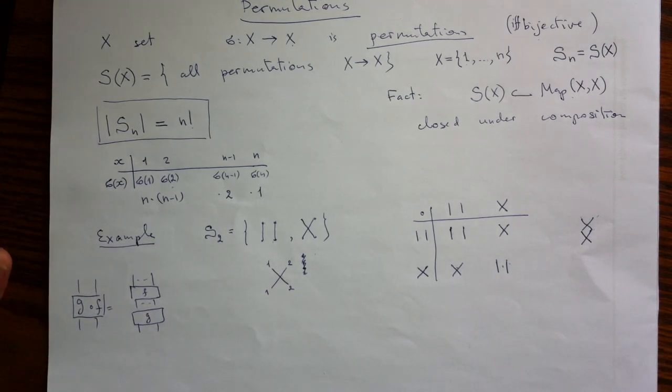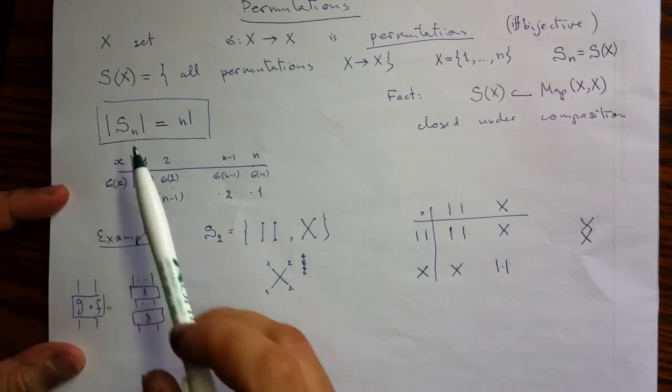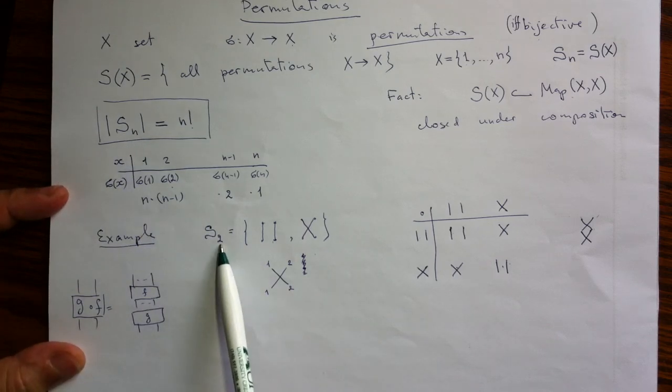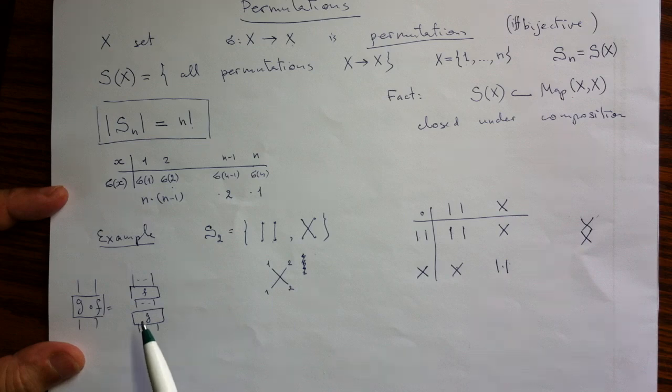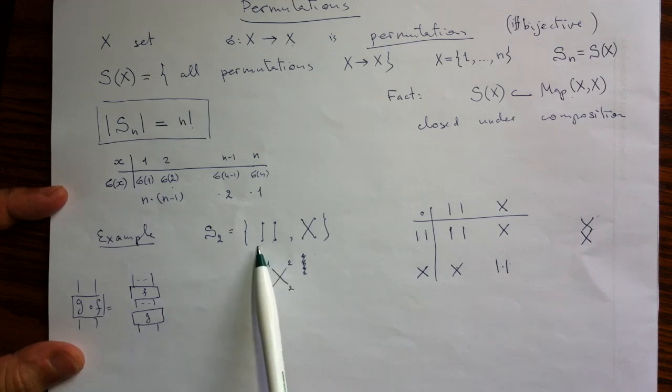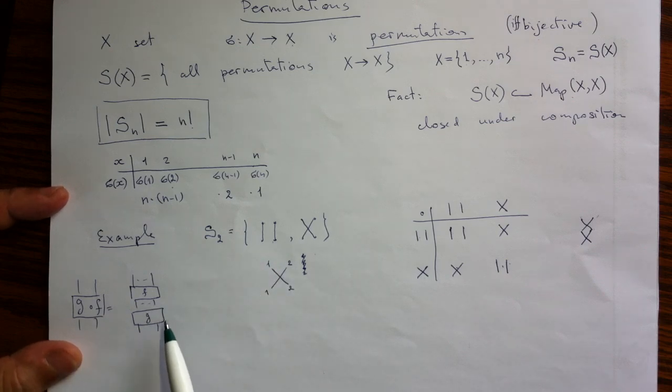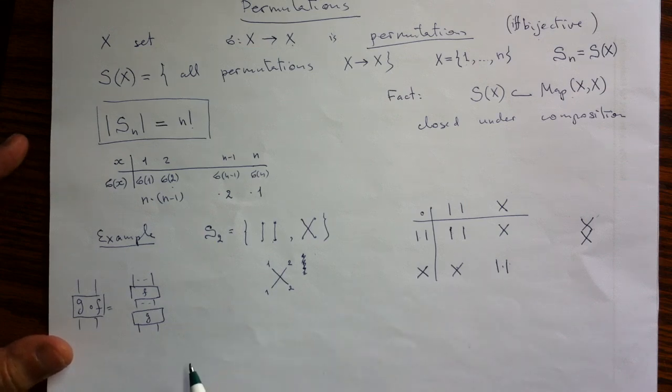So that is a first example. In the infinite sequence, you are invited to write down all 6 permutations of 3 elements and to write a 6 by 6 table of composition on them. That is an interesting exercise.